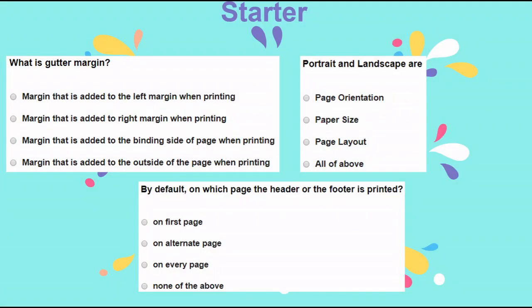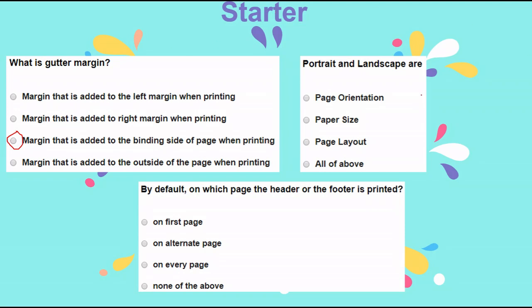Alright. So before we get started, let's go through some starter questions for today. The first question we have is, what is gutter margin? If you remember from last week, we discussed that gutter margin is the margin that is added for binding, right? So this is the correct option. This is the margin added to the binding side of the page when printing so that you don't lose any text while binding.